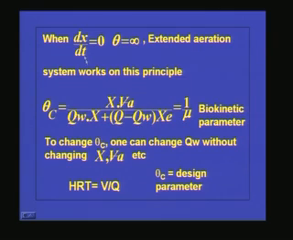Okay. And when dx by dt equals 0, that means if we are not withdrawing any sludge from the system, that means whatever sludge is generated, entire sludge is staying inside the system. What does it mean? It means the theta C or biological sludge retention time of that system is infinity, because we know that theta C is nothing but total x divided by dx by dt. When the term dx by dt becomes 0, okay, naturally theta C will become infinity.